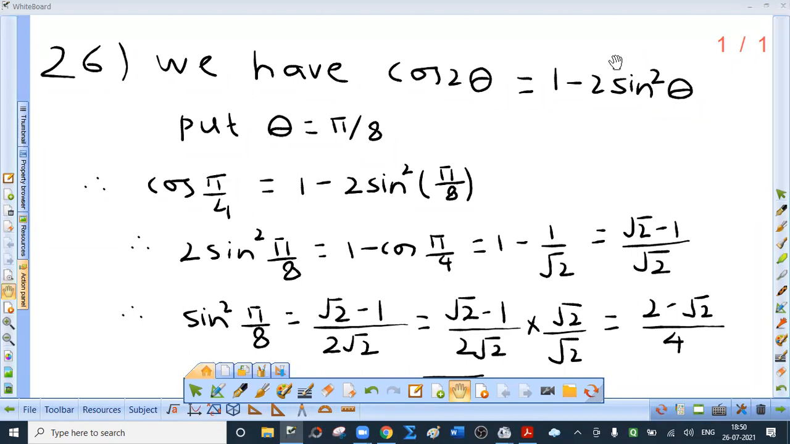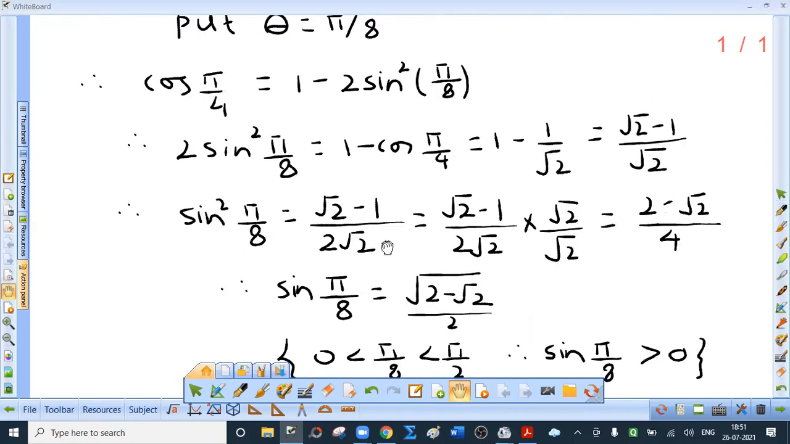So root 2 minus 1 upon root 2. So what is sine square pi by 8? Root 2 minus 1 upon 2 root 2. You may say, why can't we take root for this only? Yes, you can. But when you are asked to prove something, you have to prove the same thing. And that is why I have multiplied numerator and denominator by root 2. So numerator becomes root 2 minus 1 times root 2, that is 2 minus root 2, by 4.